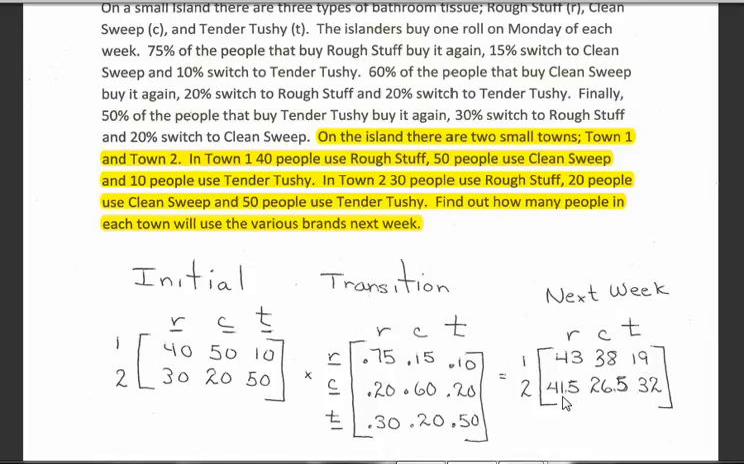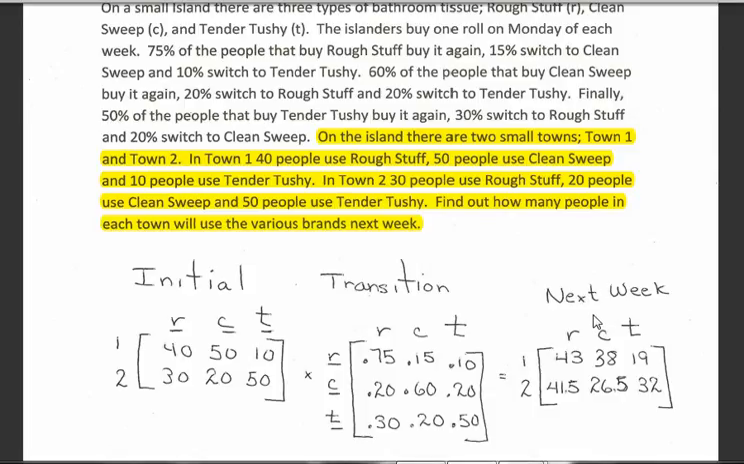In town 2, you got 41 and a half people, which I know is impossible, but the math doesn't know that. Using rough stuff, 26 and a half using clean sweep, and 32 using tender tushy. So you multiply the initial matrix with the transition matrix. It tells you who's using what next week.